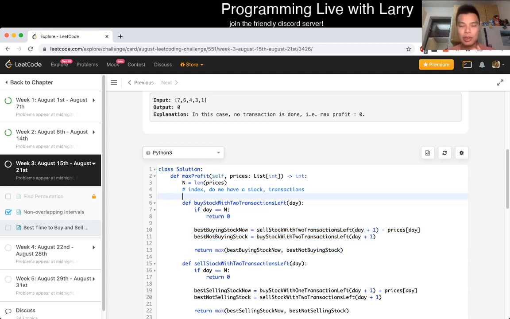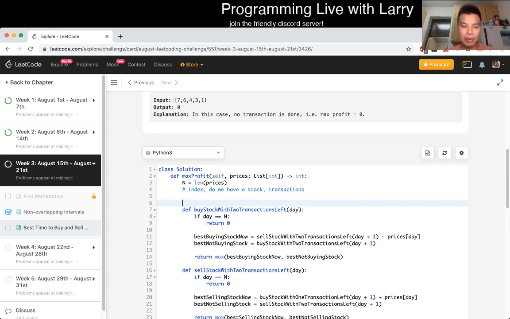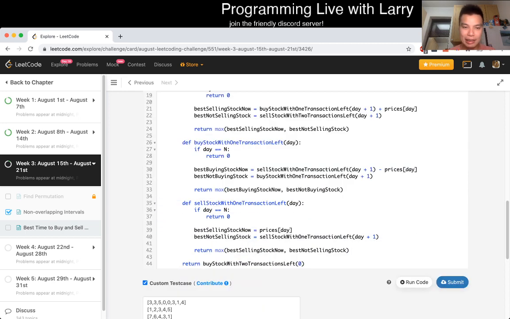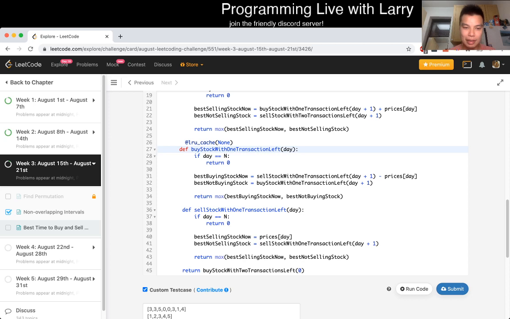I have a lot of videos of me doing the caching portion, so I'm just going to skip the caching portion now and just use a hack that's in Python to memoize this.